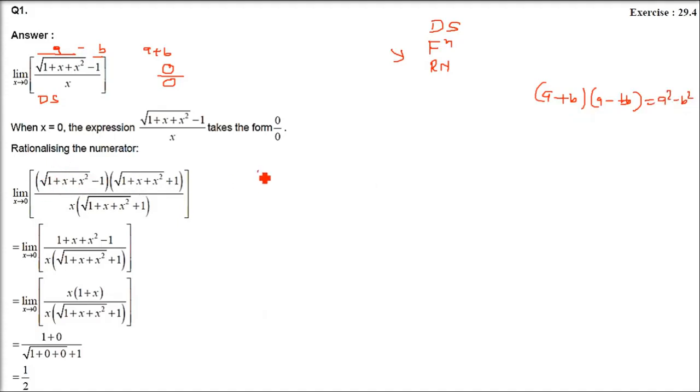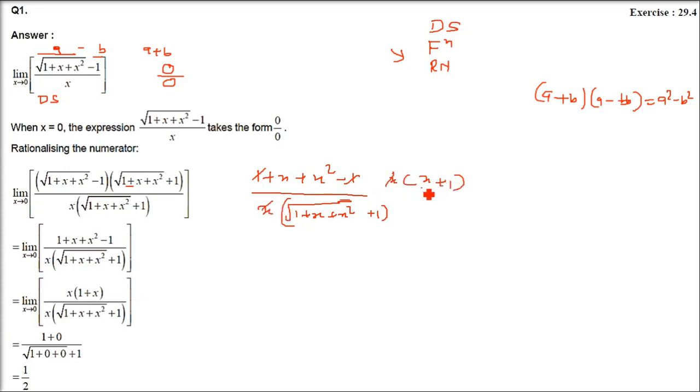Mostly the question will come with roots, so the root will be eliminated. 1 plus x squared minus 1, divided by x, and you multiply this in the denominator as well, because you have to do it for numerator and denominator. So let us write this as 1 plus x squared, and then plus 1. Now if you see the numerator, 1 gets cancelled. Here you can take x common. When you take x common, what do you get? You have x plus 1 remaining. So x gets cancelled.